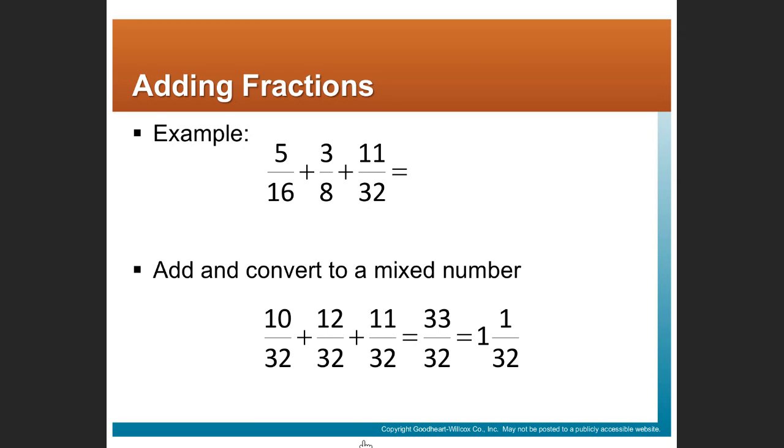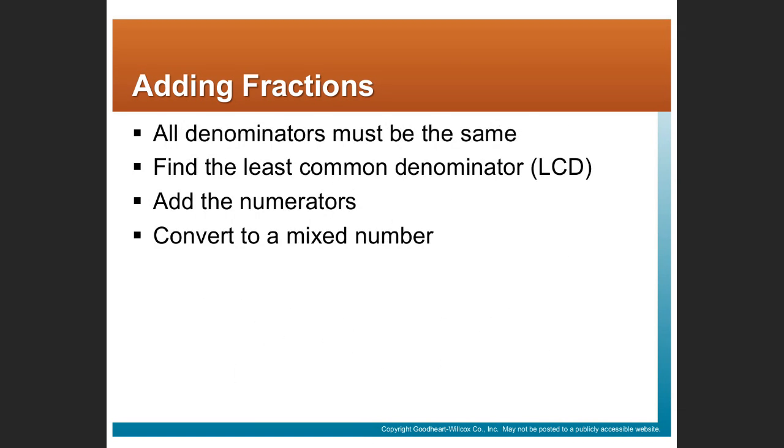Again, just to review, we have to find the least common denominator. We have to convert all the fractions to that denominator. Add the numerators and then convert from the improper fraction that is likely to result, convert that back to a mixed number.